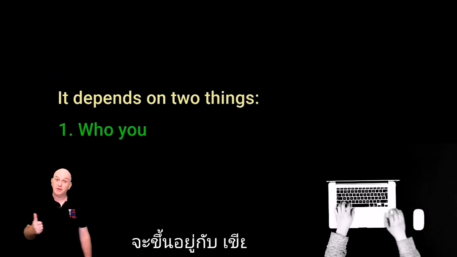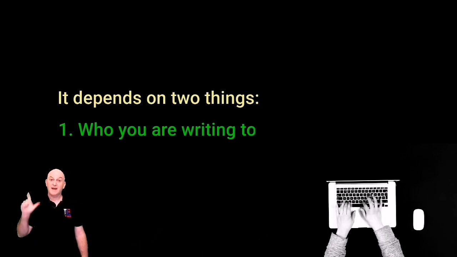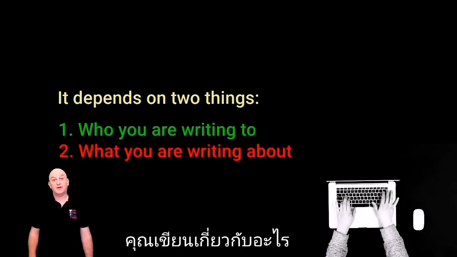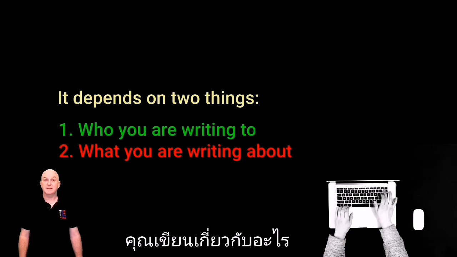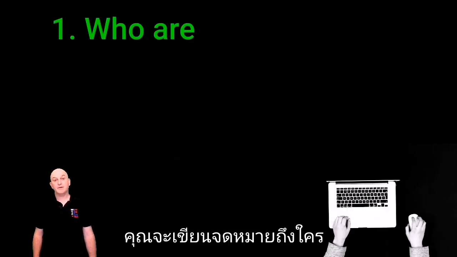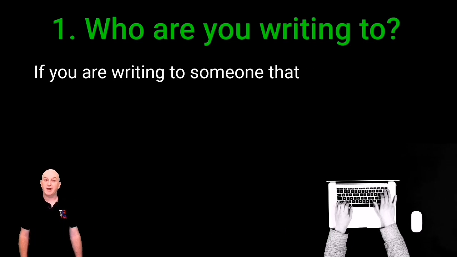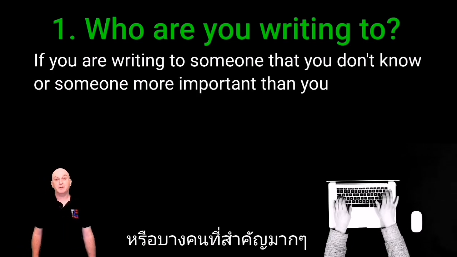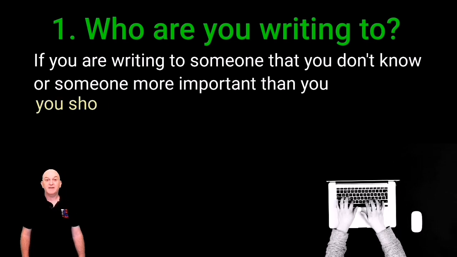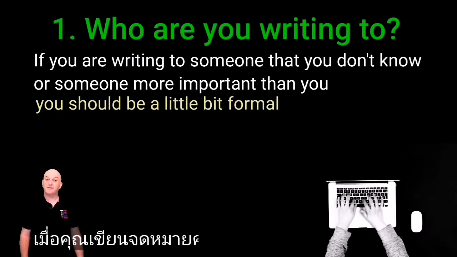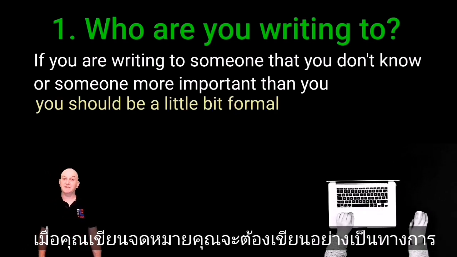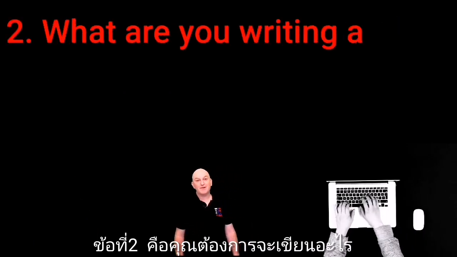Number 1, who you are writing to, and number 2, what you are writing about. Number 1, who are you writing to? If it's somebody that you don't know or somebody more important than you, then you should be a little bit formal when you are writing to them. Number 2, what are you writing about?